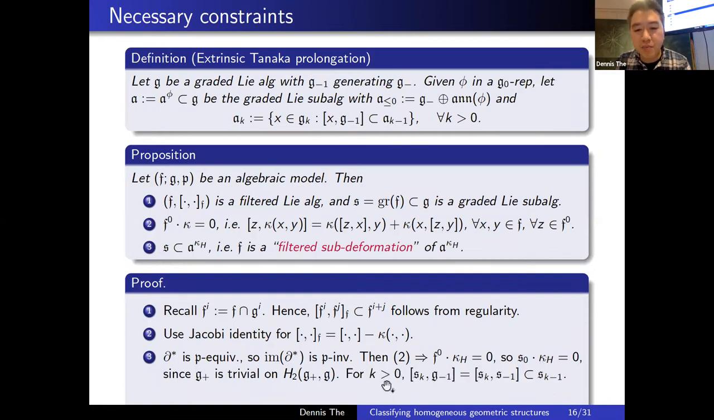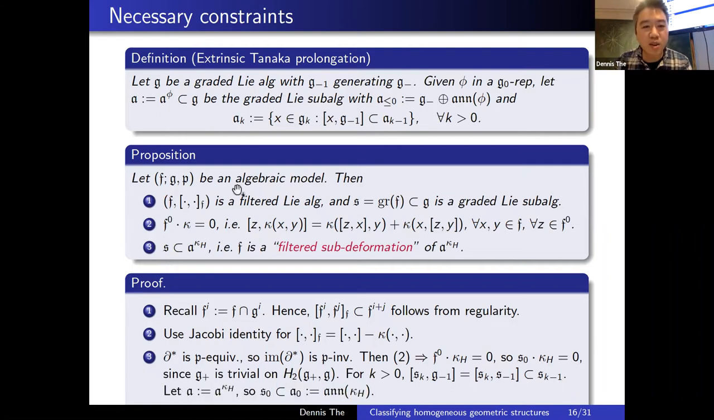So for the positive parts, what can we say? We're just evaluating this Tanaka prolongation condition over here. Let's take what's at level K, bracket with everything in G minus one. But for homogeneous structures, G minus one is the same thing as S minus one, and S is a graded Lie algebra. So this certainly lands in S K minus one.